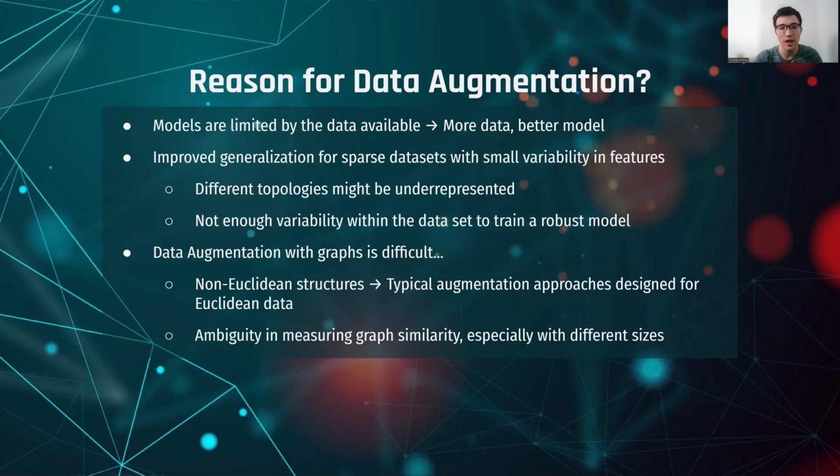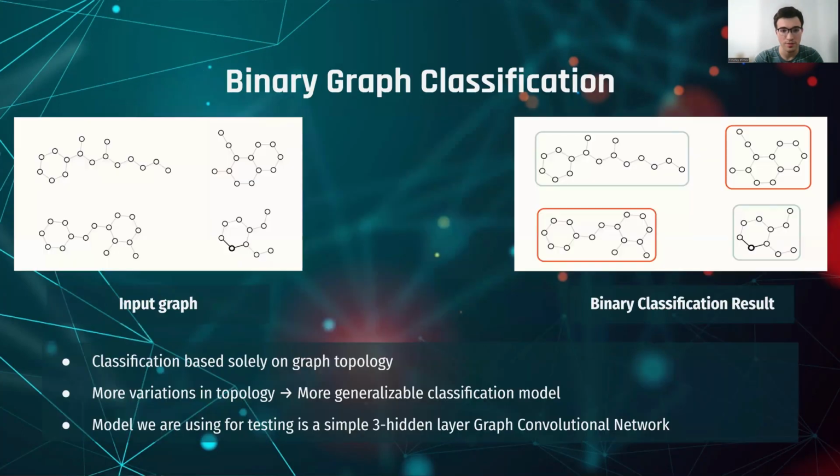The reason to use that is, for example, if you have a small data set, you can generate new graphs and make the data set larger, or if it's sparse and has small variability between different samples, then you can make the model robust and more generalizable. However, it's harder for graphs because they are non-Euclidean structures. You cannot just downsample them or rotate like you can do for images. And also, once you generated those graphs, it's hard to measure whether it's a good fit for the model or not, or it might actually make it even worse.